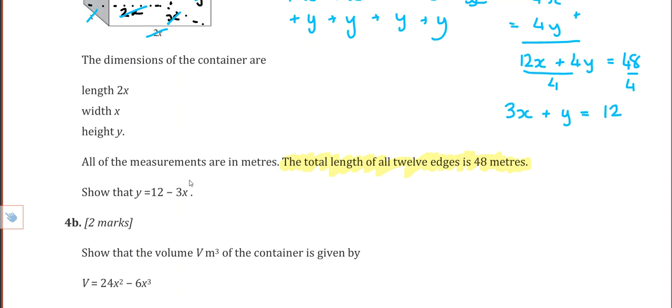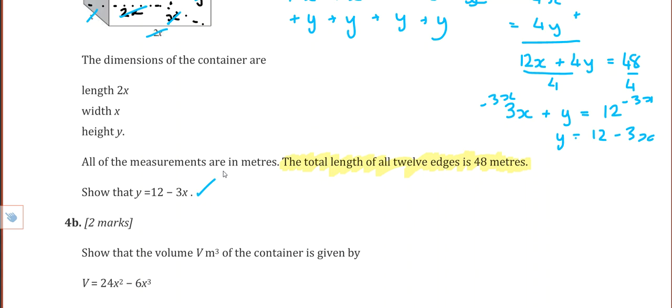So I'm almost there. So all I've got to do now is? Minus y and add 12. Well, I don't want to minus y, I just want to minus 3x. Minus the 3x. And then I end up with y is 12 minus 3x, which is exactly what they wanted me to do.